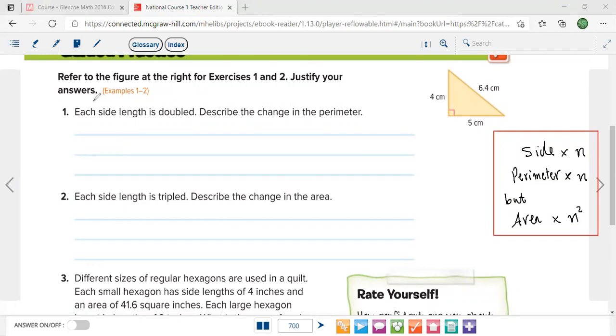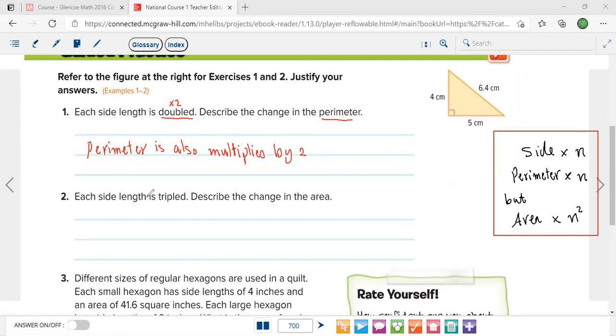Now let me take this one. Each side length is double. Double means multiplied by 2. Describe the change in perimeter. So you say perimeter is also multiplied by 2. No other action you need to take.